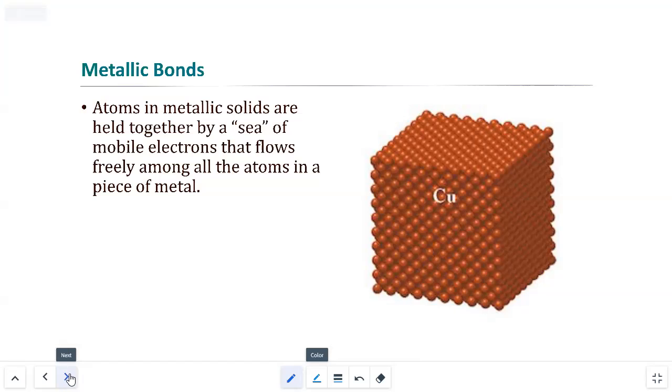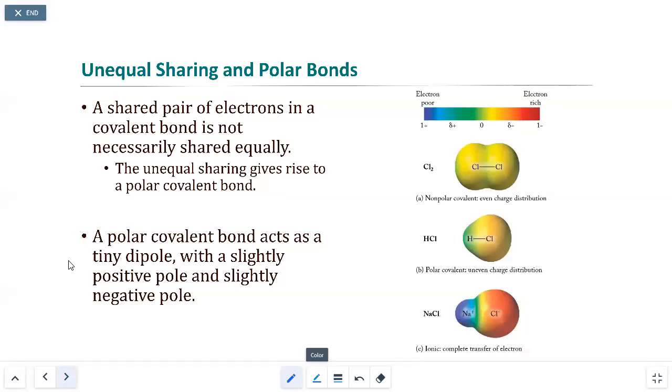Already talked about metallic bonds, so we'll just leave that one be. Let's keep going with covalent. In these bonds made up of shared electrons, that sharing is not always going to be an equal sharing. Some atoms are more inclined to attract electrons than others.